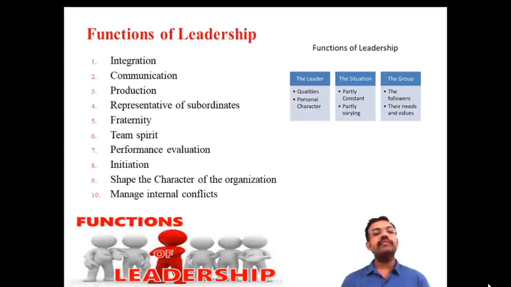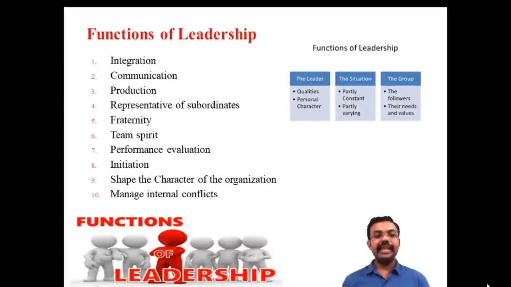Another important function is initiation. That means he is ready to initiate certain programs and policies within the organization, and always starts initiating certain programs for the benefit of the employees. He always communicates with the top-level management and tries to initiate certain programs. Initiative is one of the important functions of leadership.